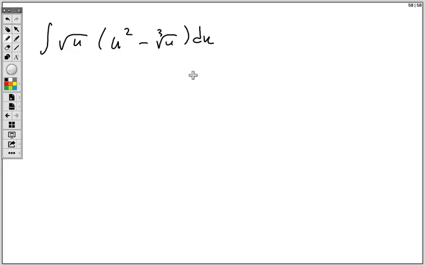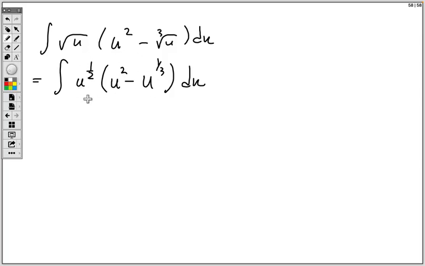And as you may recall, one of the things you learned in previous calculus is we can convert all of these radicals to powers and then deal with the exponents. So the square root of u is u to the 1/2 power, times u squared minus u to the 1/3 power, du. And we can distribute through here.